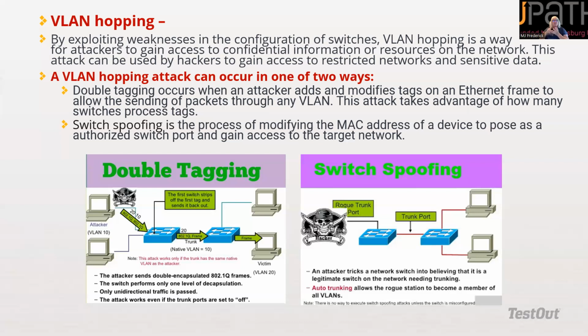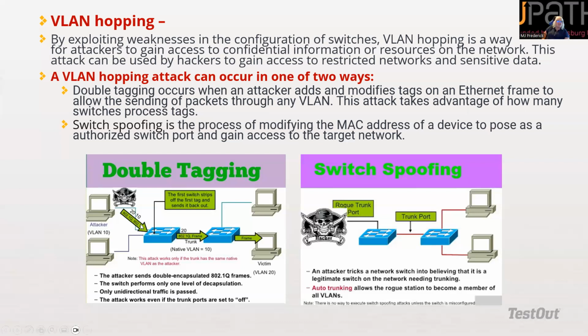So a VLAN hopping attack can occur in two ways. We have what's called double tagging and switch spoofing. In double tagging, the attacker adds and modifies tags on our Ethernet frame to allow the sending of packets through any VLAN. It takes advantage of how many switches process tags. Switch spoofing is the process of modifying the MAC address of the device to pose as an authorized switch port and gain access to the target.